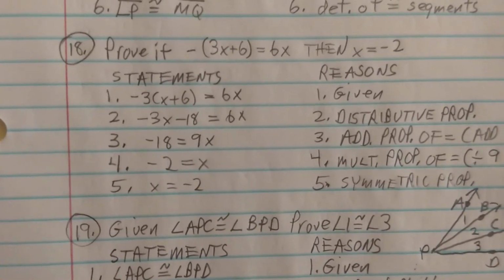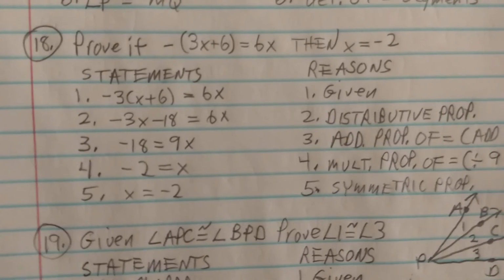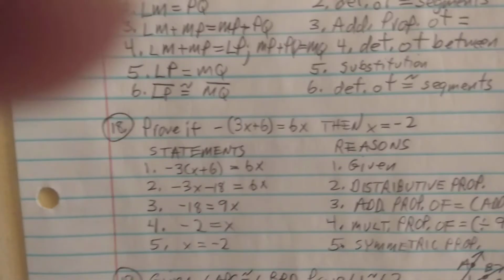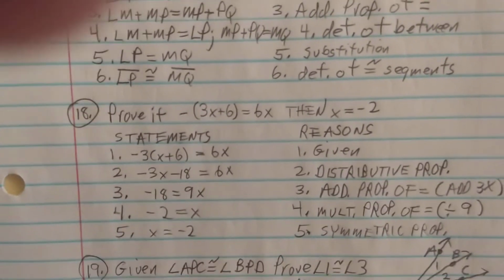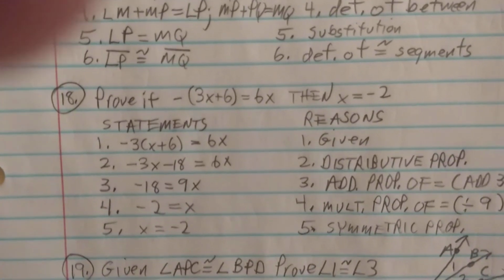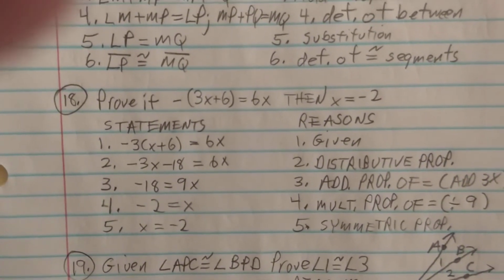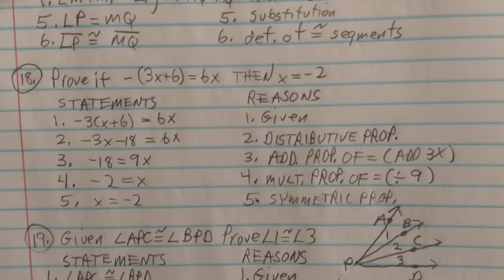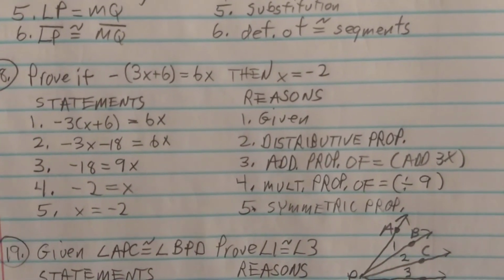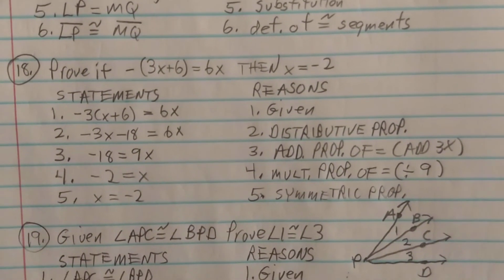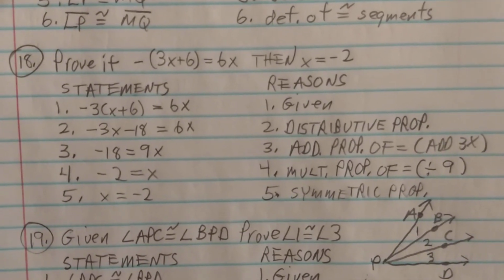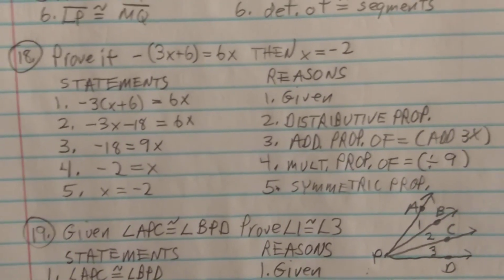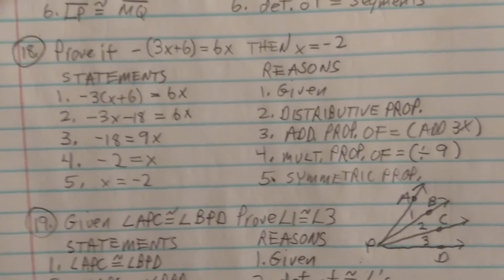Now for 18, this is an algebraic reasoning proof. Prove if negative 3 parentheses x plus 6 equals 6x, then x equals negative 2. So statements, negative 3 parentheses x plus 6 equals 6x, given. Negative 3x minus 18 equals 6x, distributive property. Then adding 3x to both sides. Negative 18 equals 9x, the addition property of equality. Dividing both sides by 9 gives us negative 2 equals x by the multiplication property of equality. And then x equals negative 2, the symmetric property of equality.